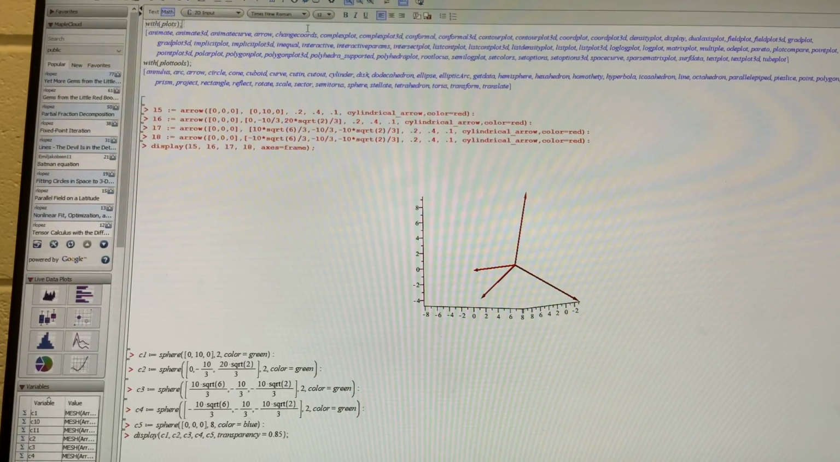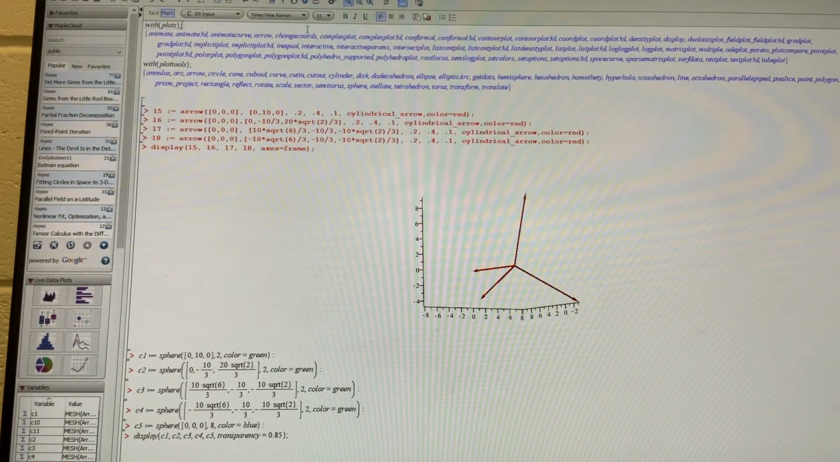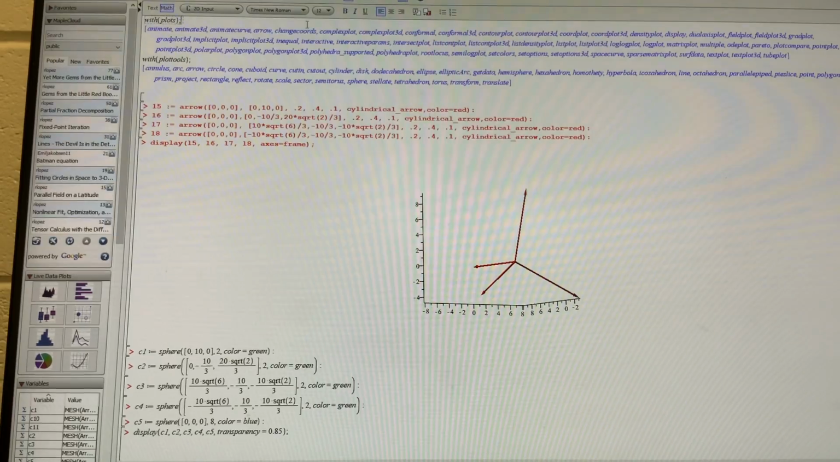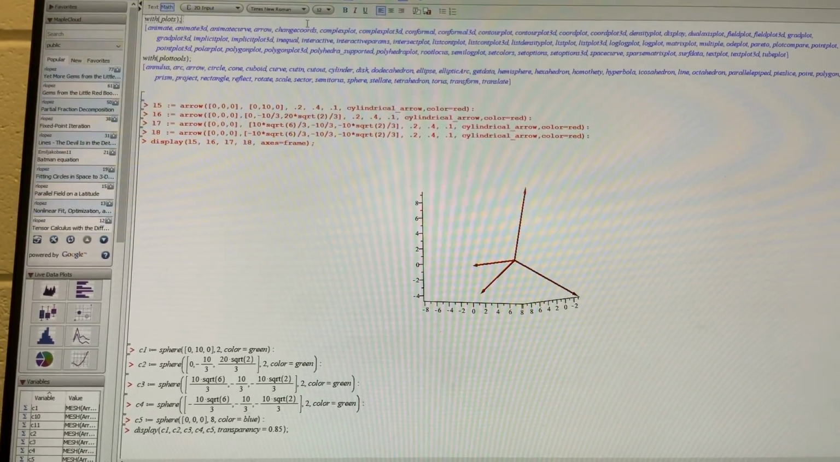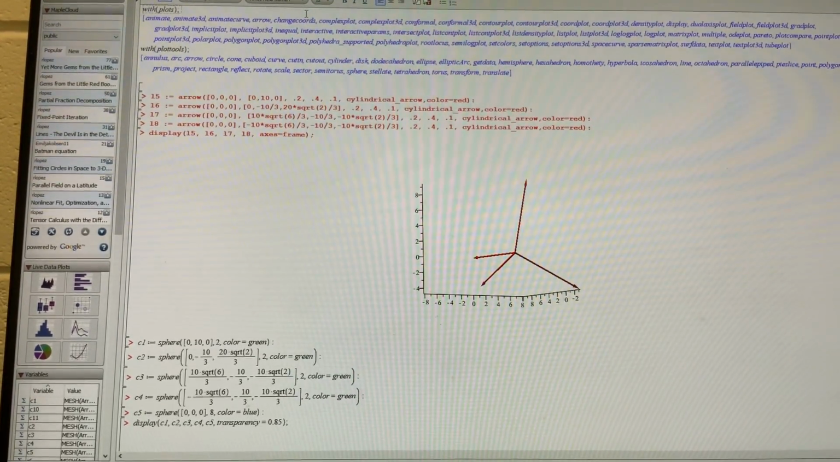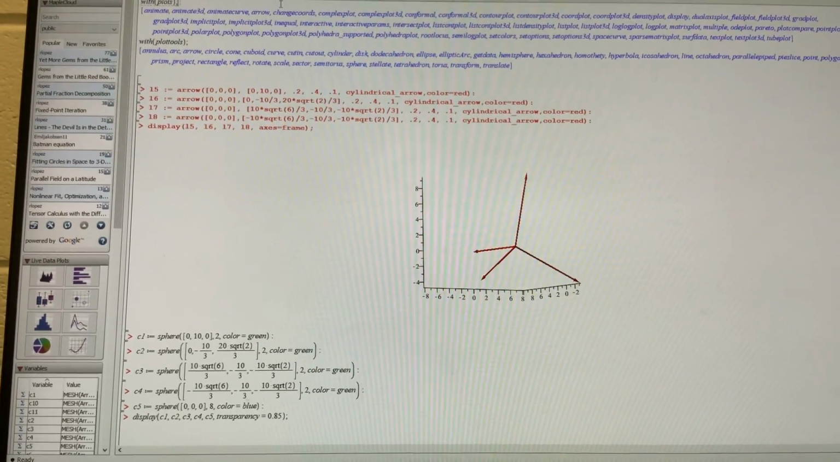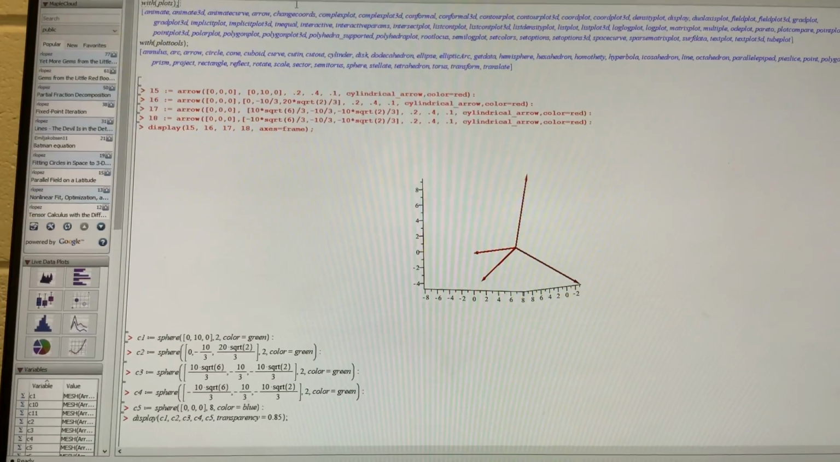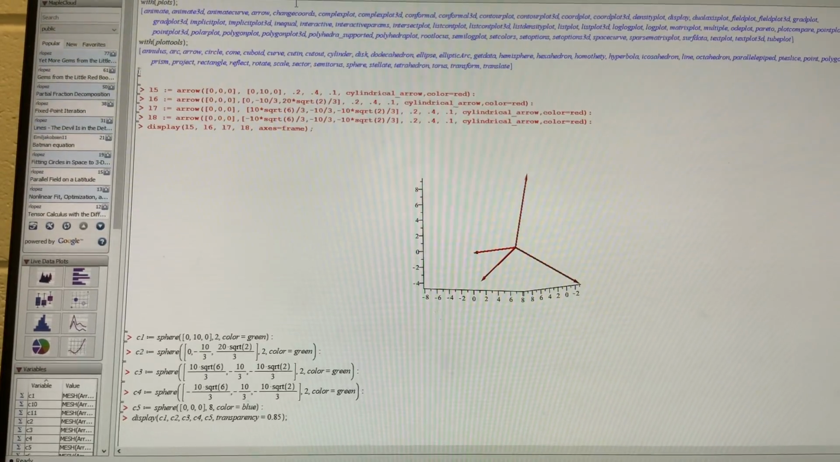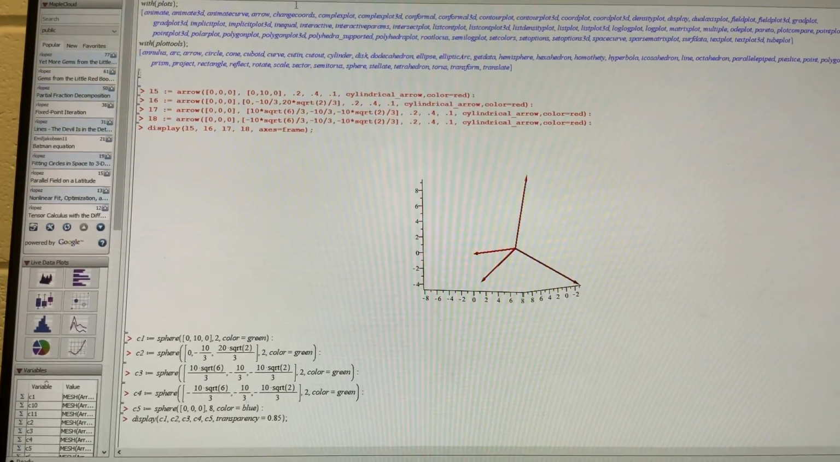In this video, I'm going to show how the computer algebra system Maple can be used to help visualize the bonds between the carbon and the hydrogen atoms of the methane molecule. So I start off with the plots and the plot tools. You can see all the different options that are available.